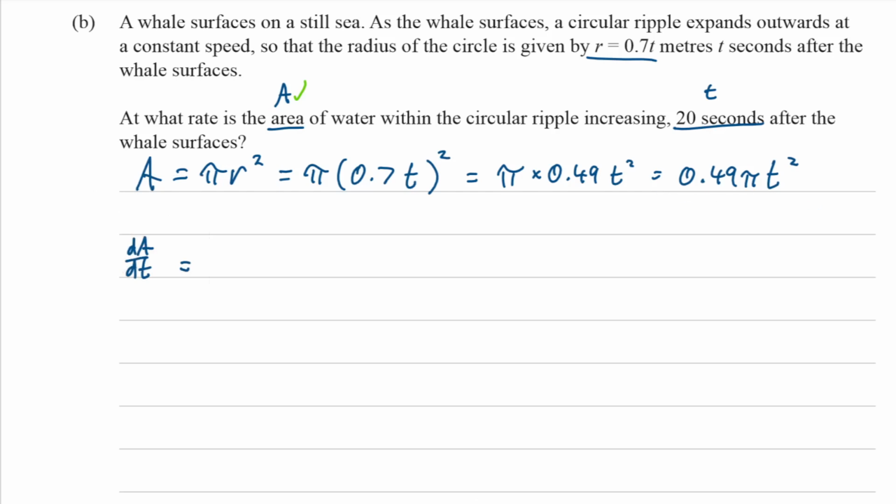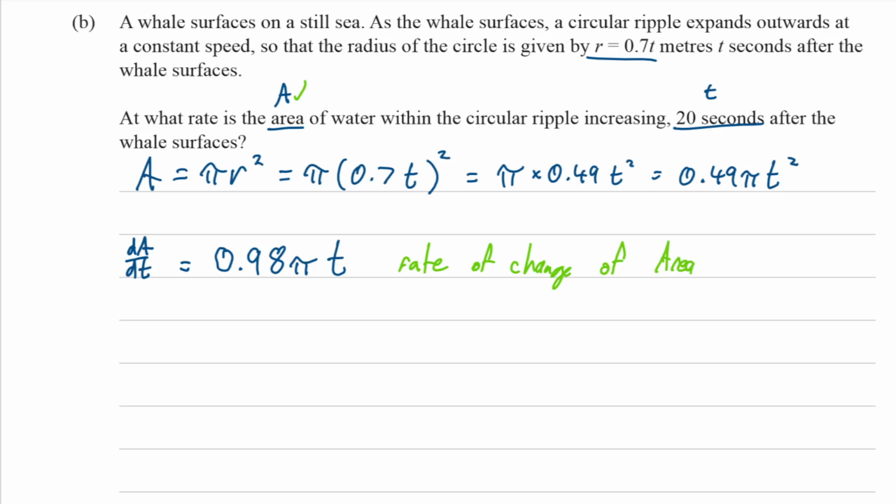Looking at our equation for area, let's differentiate that with respect to time. So we're looking at t, the power is 2. We multiply that out the front. So 2 times 0.49 is 0.98. Pi is still a constant. And then we subtract 1 from the power, which would leave us 2 minus 1 gives us 1, which we don't need to write. So this is the rate of change of area with respect to time.